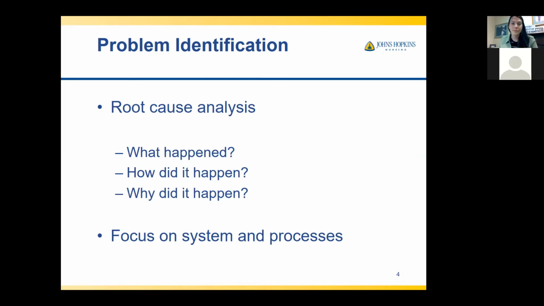So what do you mean by system processes? Good question. There's a lot of evidence out there to support that humans, we're only human, we make mistakes. It's the nature of being human, unfortunately. And the hospital healthcare system is a high reliability organization. We must work to make improvements at the system level and the processes in which we deliver care to make it mistake proof and really improve outcomes.